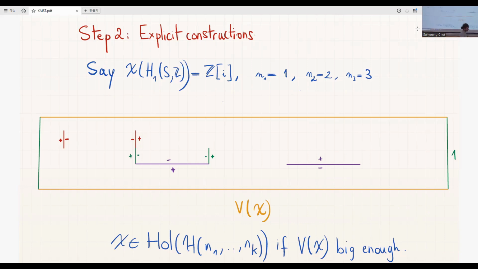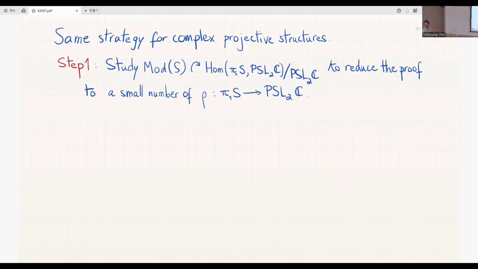Okay, so now I have answered the question of the translation surfaces, so I can go back to projective structures. For general complex projective structures, we can do basically the same, just more complicated. That's why I spent so much time explaining this easier case. It's because the ideas are almost the same, but just more technical.